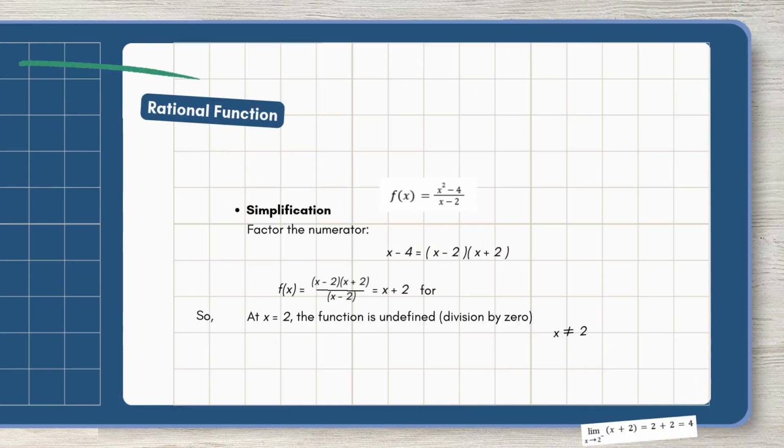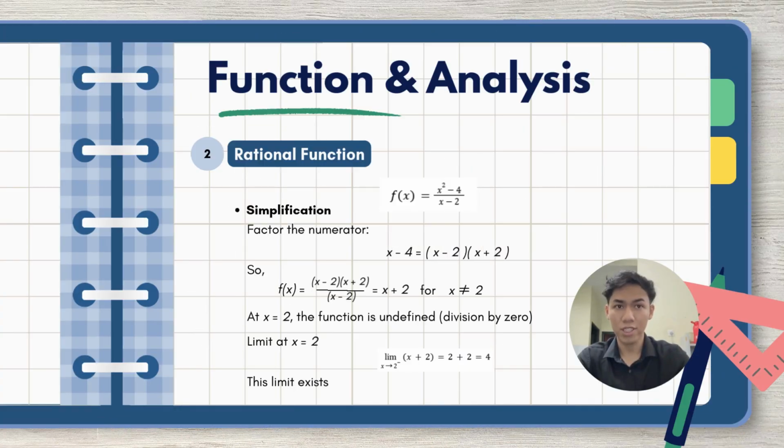So the next is a rational function. The equation given is f(x) equal to x squared minus 4 over x minus 2. Simplification: factor the numerator, so we have to simplify the equation to get the answer. At x equal to 2, the function is undefined, division by 0, because we substitute the 2 into the equation and we get a 0.